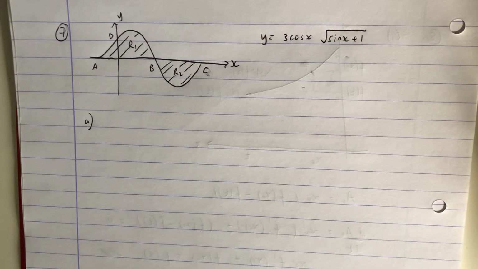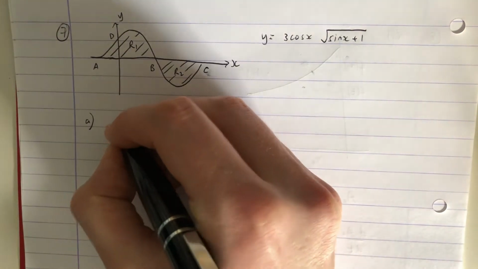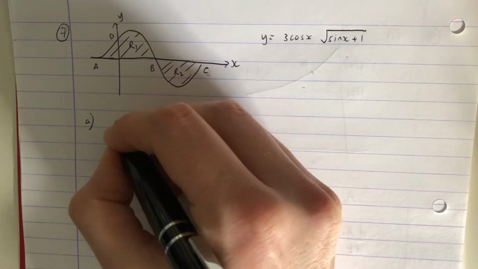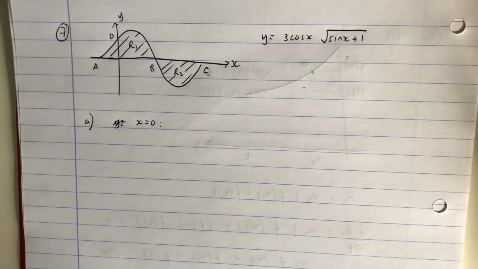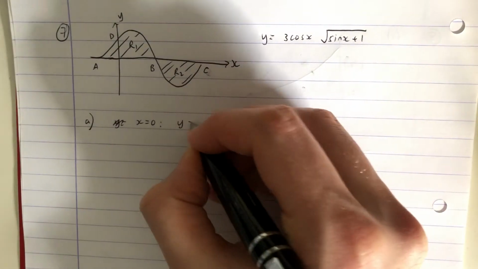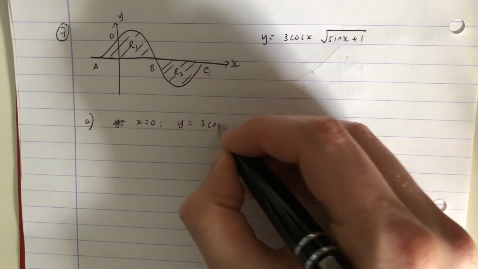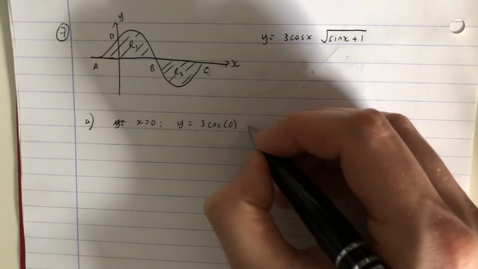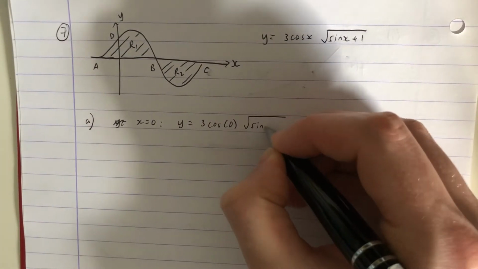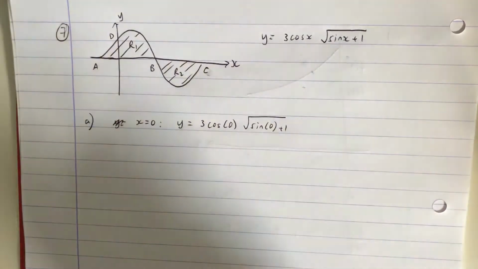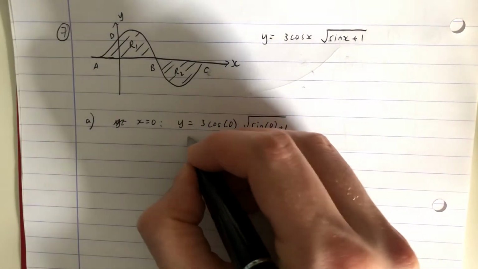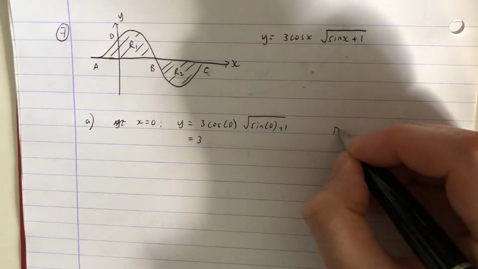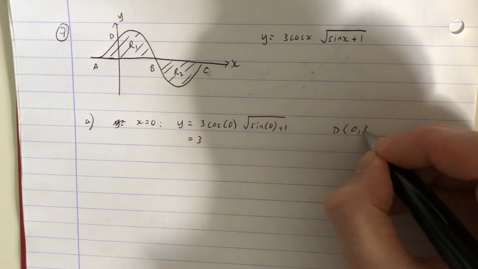So let's do the y-intercept first. That's the easiest one to do. So when x is equal to 0, replace every single x value with 0. If you type that into your calculator, you'll probably get 3. So D has coordinates 0, 3.